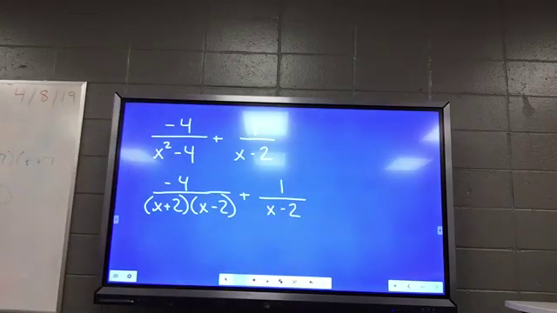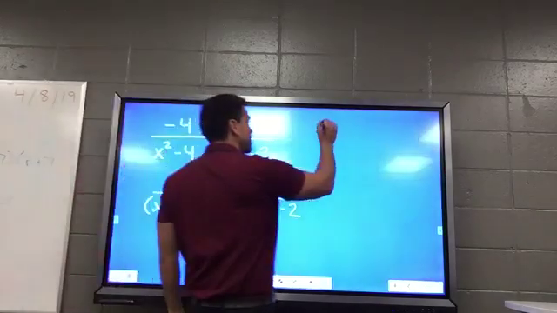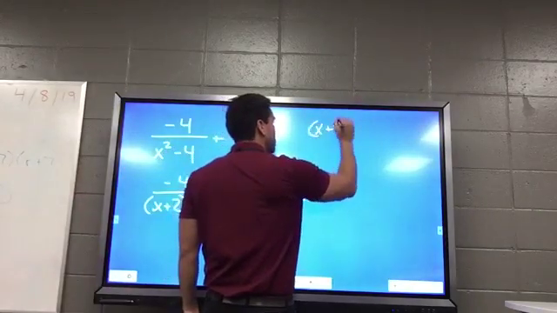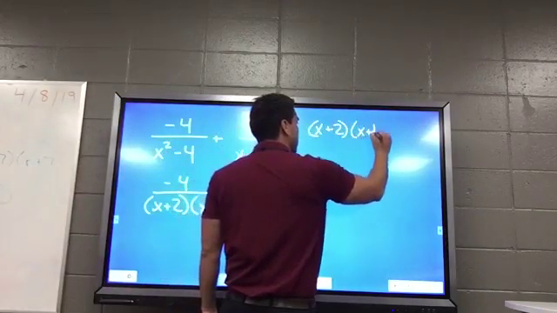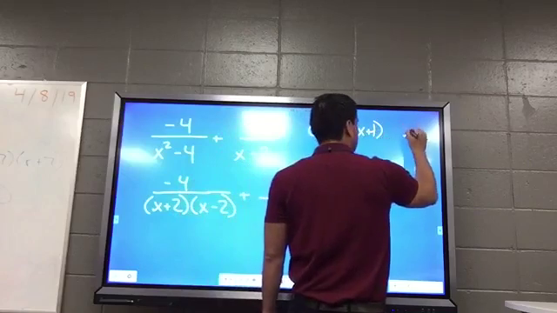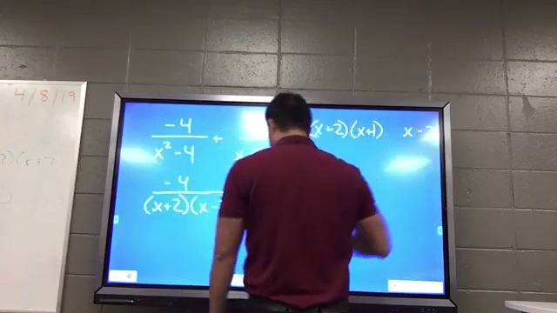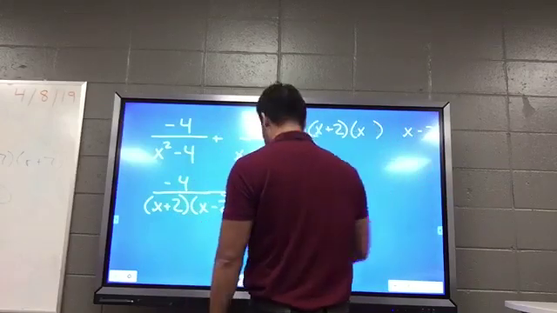All right, can you add those up as they are? No, because they don't have common denominators. So you're trying to find the LCM of x plus 2 times x minus 2, and x minus 2. Sorry, I wrote that wrong. x plus 2, yes.